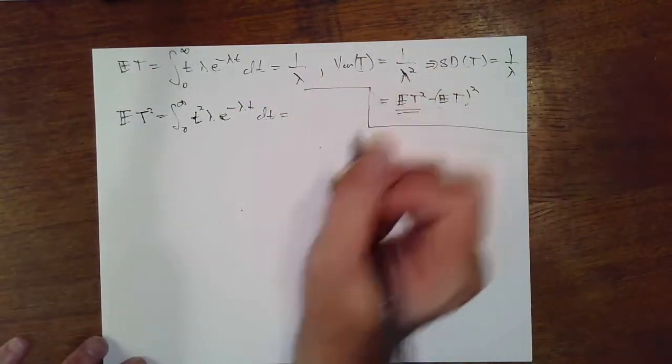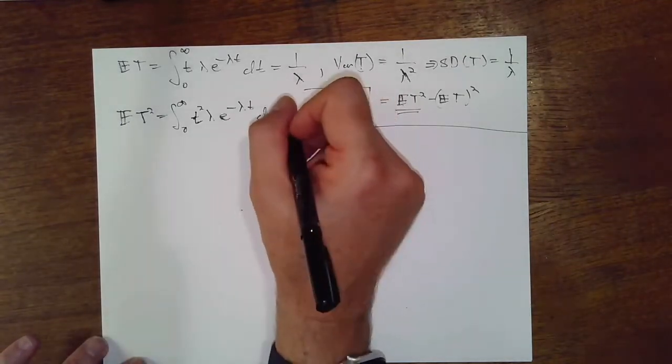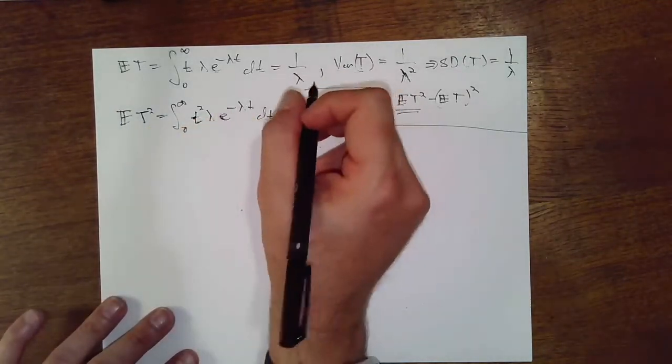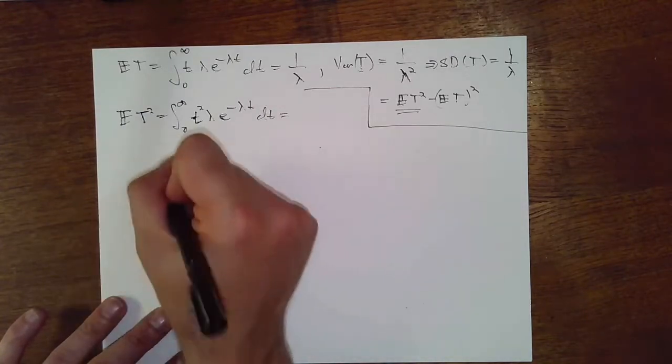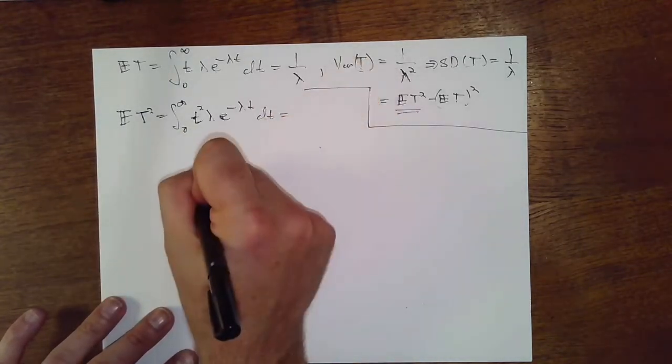Now we're going to come to one of the most central properties of the exponential random variable. That is the fact that it is memoryless.